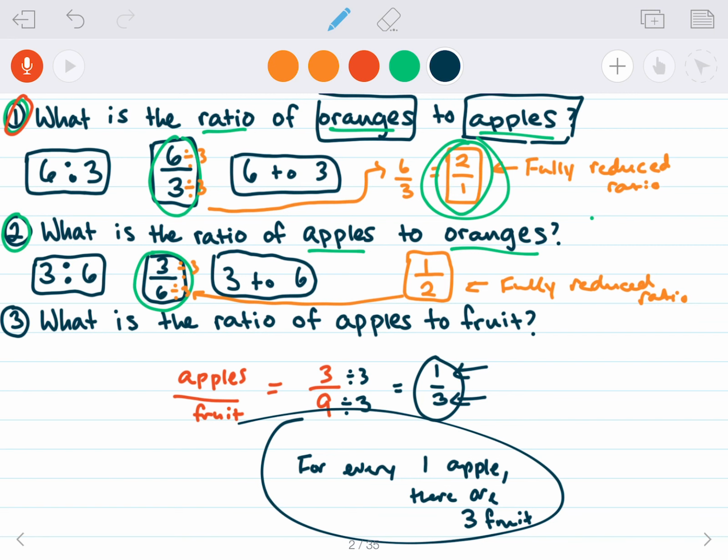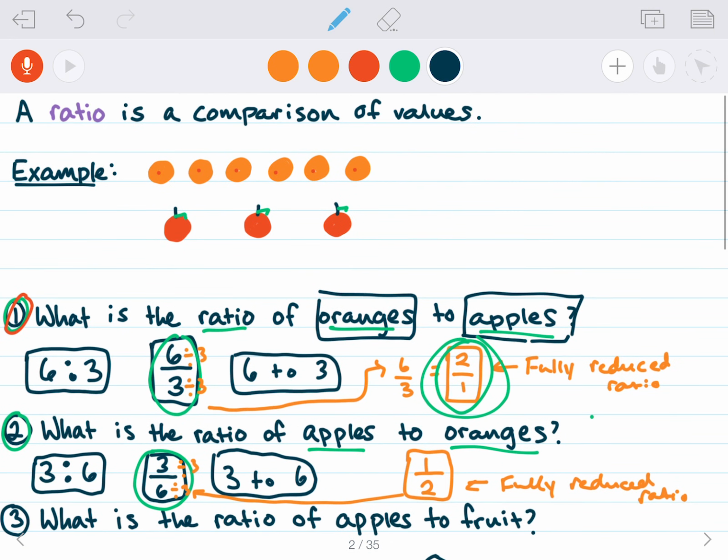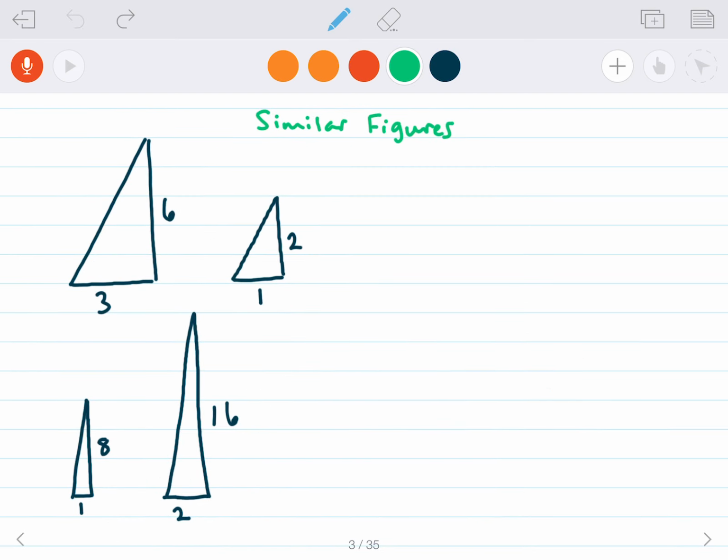Alright, so that's what that means. So that's the basis, the idea of ratios. We can also think about ratios in a geometric sense. In high school, you probably talked about similar figures quite a bit. The idea is that similar figures are the same shape, but different sizes. What that means, the same shape, is that the ratio between their sides are the same.